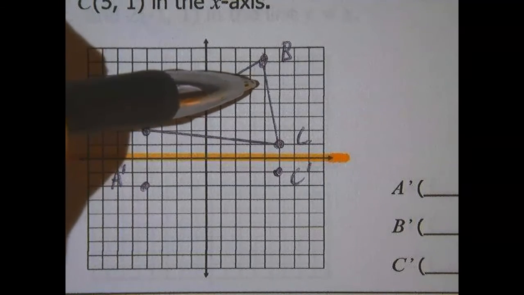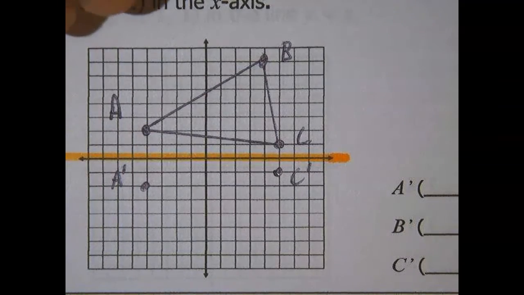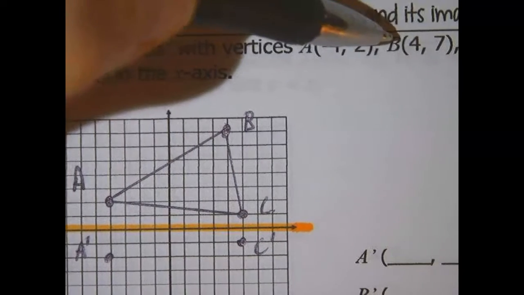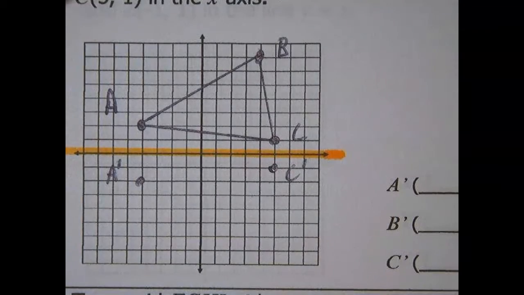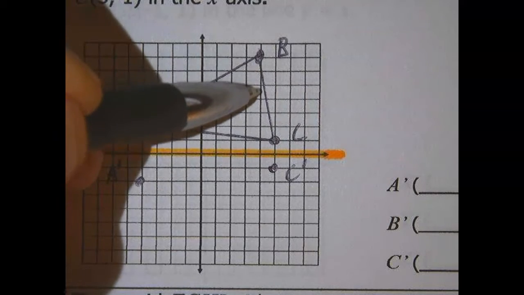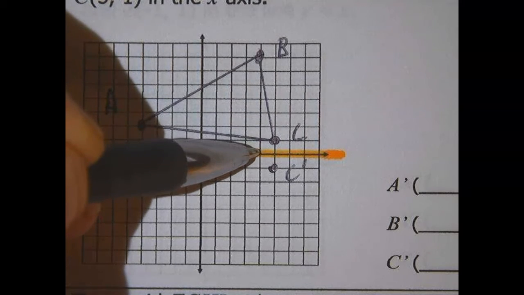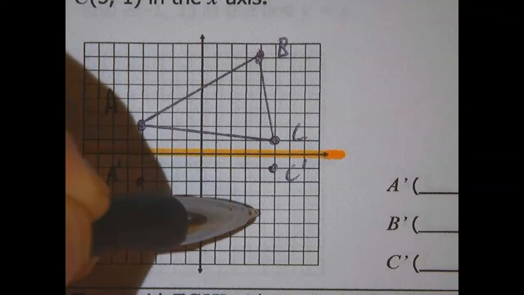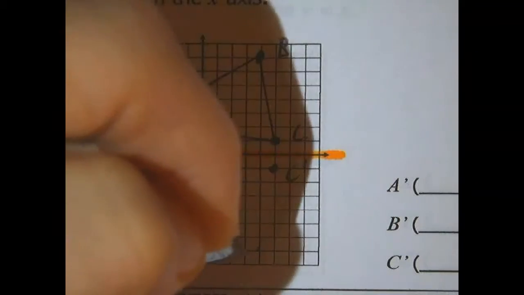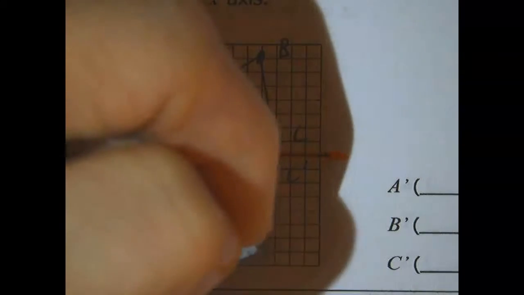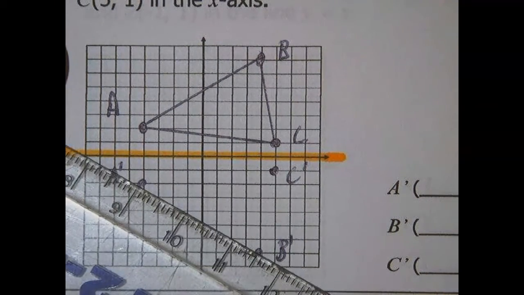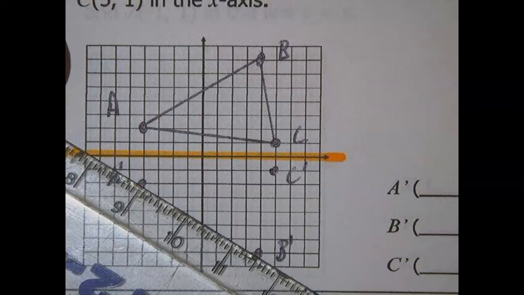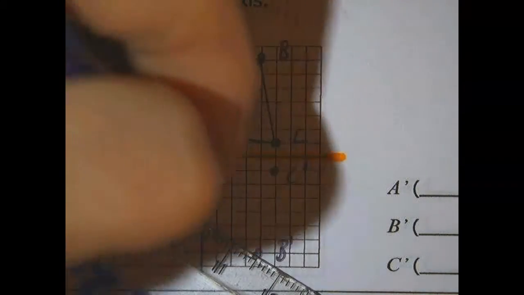And then B, now I don't really need to count because I know that B was 7 units above the line. I counted already. So I'm going to count 7 units below the line now. So it's going to be straight along that same vertical line. 1, 2, 3, 4, 5, 6, 7 units below right there. And so that is B prime. Now I'm going to connect my A prime, B prime, C prime, and I'm going to have the reflected image triangle. That's the image of triangle ABC.